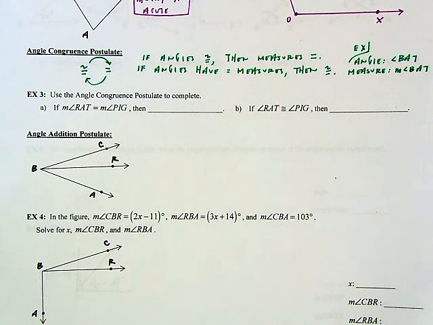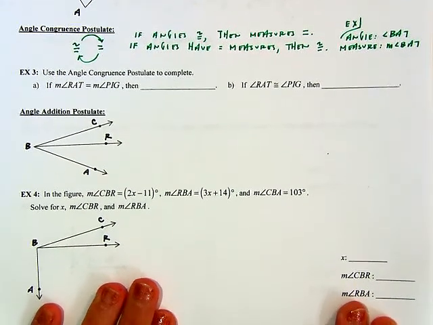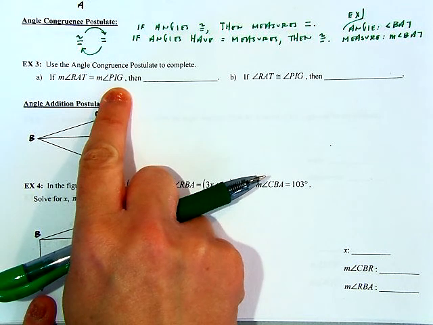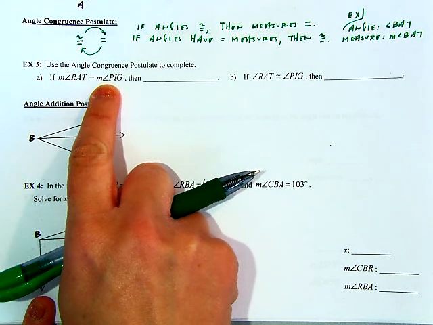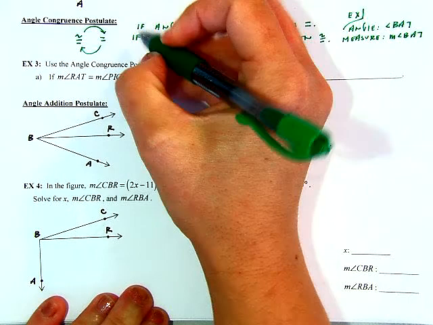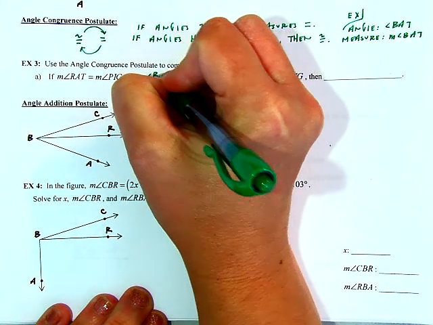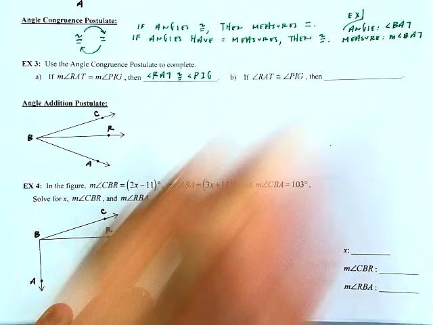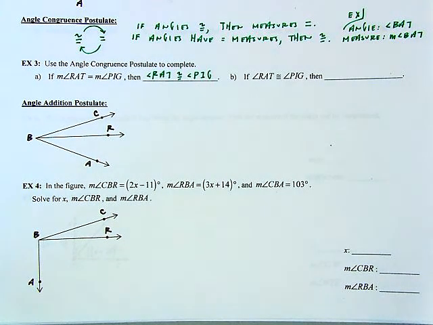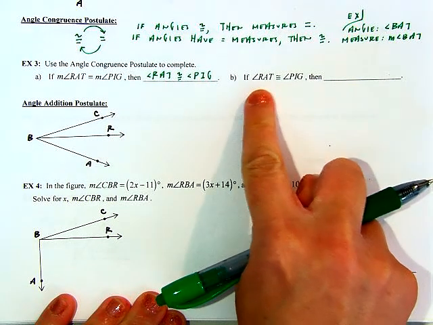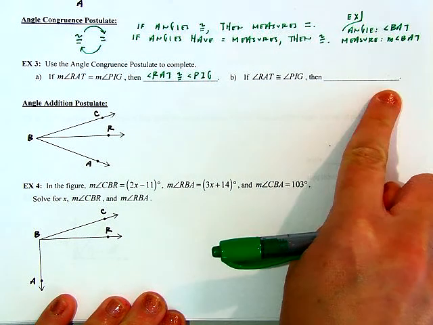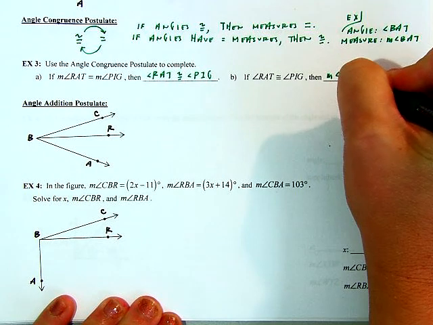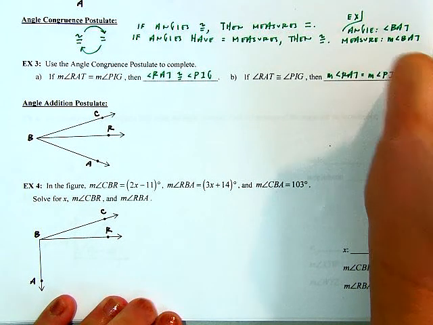Okay, so now use the angle congruence postulate to complete. So if the measure of RAT is equal to the measure of PIG, well, if their measures are equivalent, then the angles must be congruent. So angle RAT is congruent to angle PIG. Okay, and then if I reverse that, if these two angles are congruent, then their measures must be equal. So the measure of RAT must equal the measure of PIG. I like to use words.